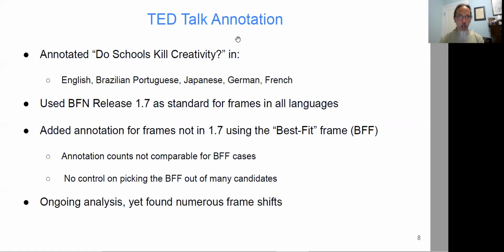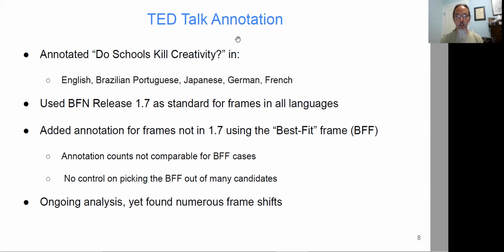Then we also, as part of Multilingual FrameNet, did a TED Talk annotation where we annotated all semantic domains in a TED Talk called Do Schools Kill Creativity? In English, Brazilian Portuguese, Japanese, German, and French. We used the Berkeley FrameNet release 1.7 as the source for all the frames in all the languages.